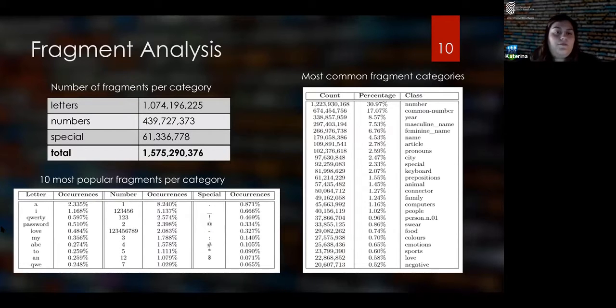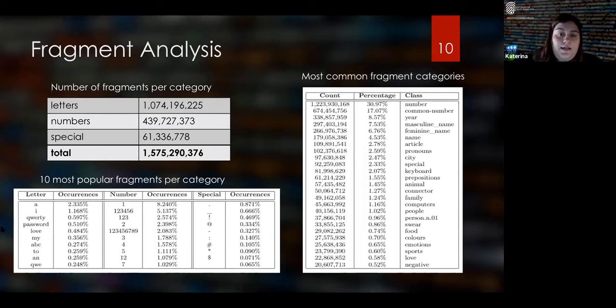These are the 10 most popular fragments per category. As you can see, A and I are at the top for letter fragments because they're classified as an article and as a pronoun. And then we also have fragments that, again, could be encountered in the top worst passwords, like QWERTY, love, my, ABC. We also have keyboard walks, single digits, and sequences of numbers in the number category.